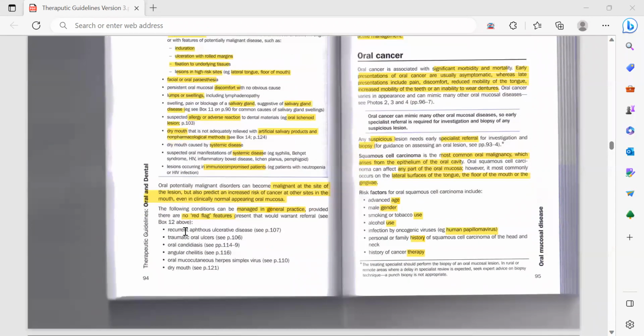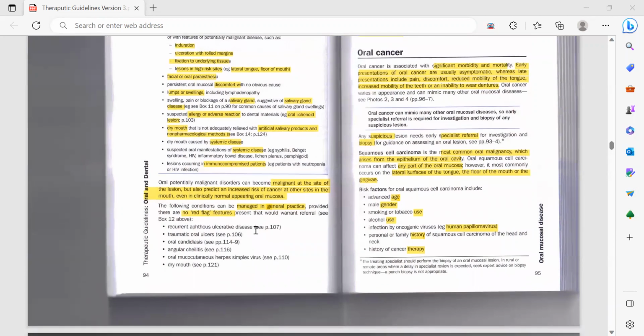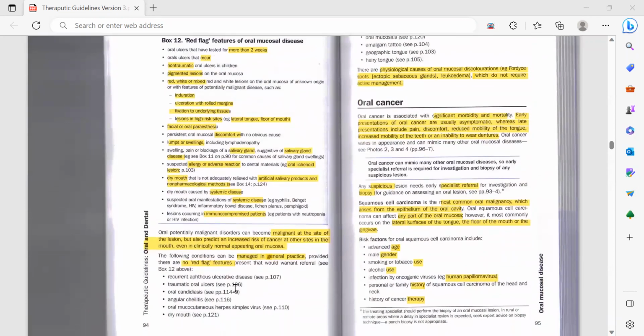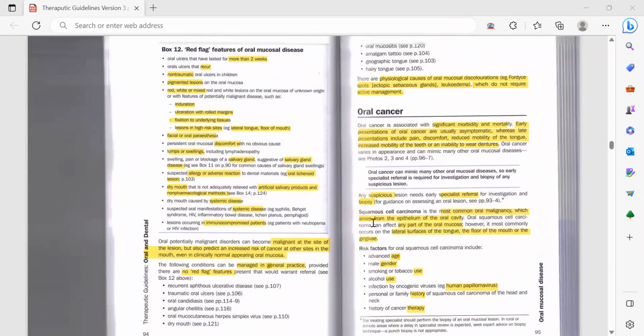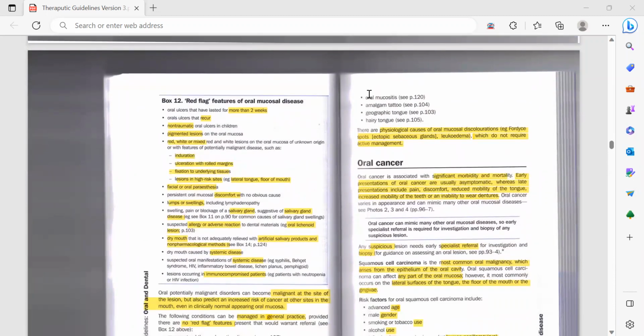So, which are the conditions that you can manage as a general dentist? Recurrent aphthous ulcerative disease, then traumatic oral ulcers, oral candidiasis, angular cheilitis, oral mucocutaneous herpes simplex virus, dry mouth. I'm just reading them because we will discuss them in detail in the following pages. We will discuss each and every topic in detail, what we can do.